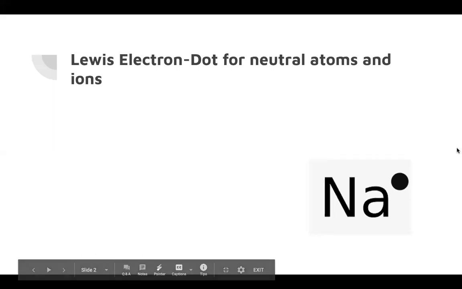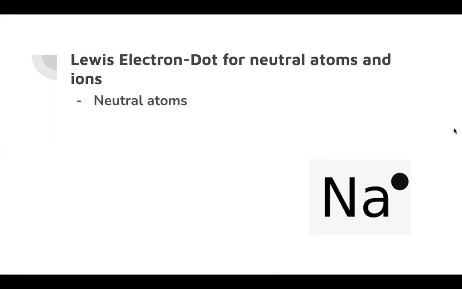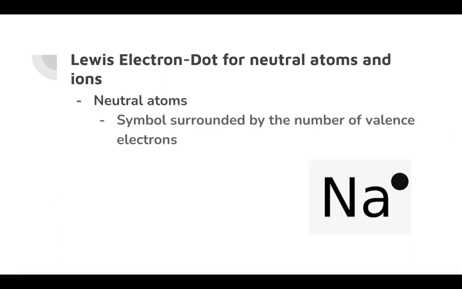Lewis electron dot structures for neutral atoms, and then we'll talk about them for ions. Neutral atoms, the only thing you're going to have to know is the number of valence electrons, and then you're going to draw one dot to represent each of the valence electrons for that particular element. For example, sodium is in group 1. Every group 1 element has one valence electron. Therefore, sodium is going to have one dot like so, representing just the valence, not total electrons, just the valence.